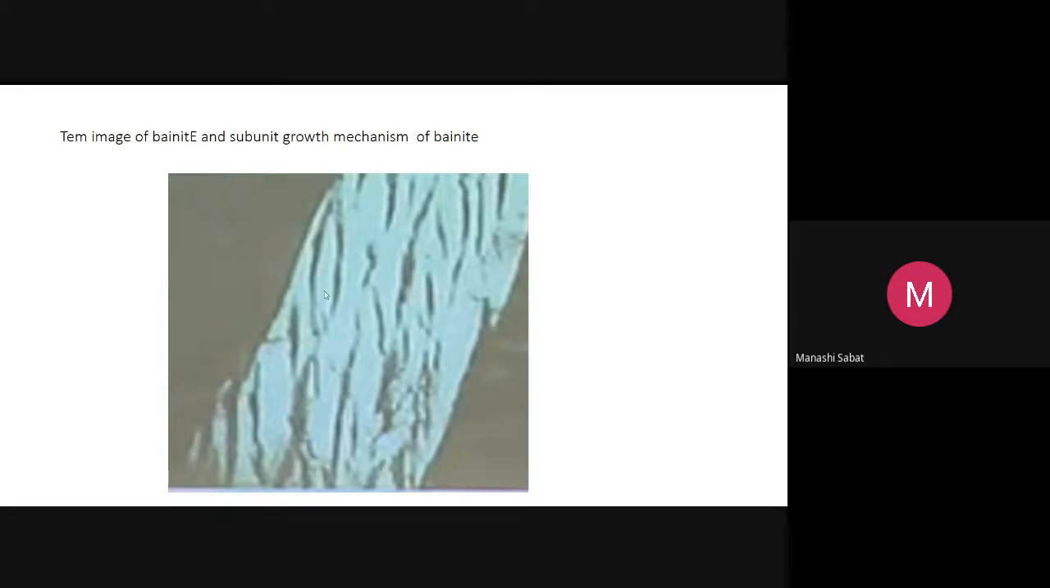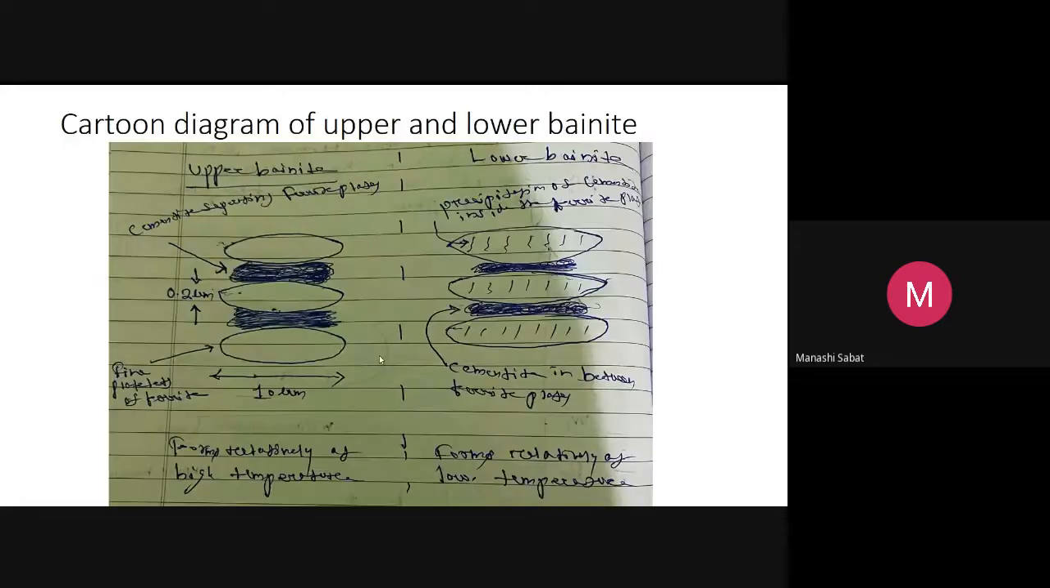Just take this one at least. This part. At least take this part. You can easily understand then. This part is clearly visible. Or this part is clearly visible. This is an upper bainite. Just look at the upper bainite.